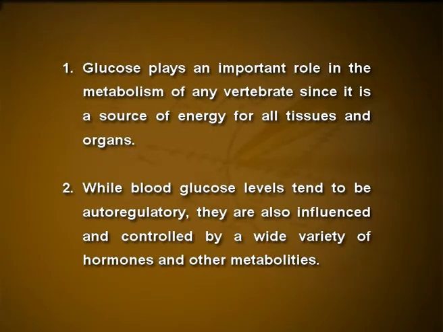Second one, while blood glucose levels tend to be autoregulatory, they are also influenced and controlled by a wide variety of hormones and other metabolites. Among these are the following: insulin, a hormone secreted by the beta cells of the pancreas. After we eat any carbohydrates, our gastrointestinal tract sends a signal to the pancreas to secrete more insulin. In addition, the glucose in our blood directly stimulates the beta cells of the pancreas to secrete insulin.